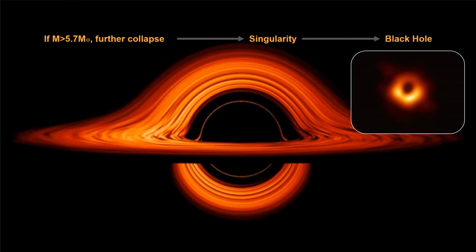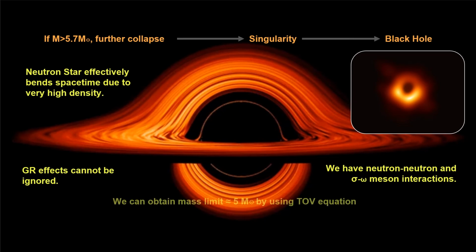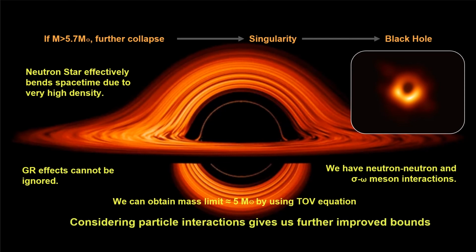Our calculation does not include several factors such as the bending of spacetime around the neutron star because of its very high density, and thus general relativistic effects cannot be ignored. Also, we have neutron-neutron and sigma-omega meson interaction within the star. We can obtain the mass limit, which is around 5 solar mass units, by using the Tolman-Oppenheimer-Volkoff equation. Considering particle interaction gives us further improved upper bounds.